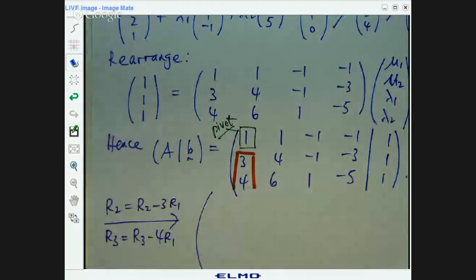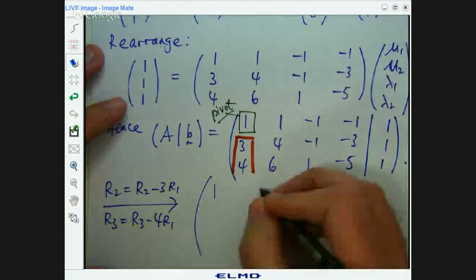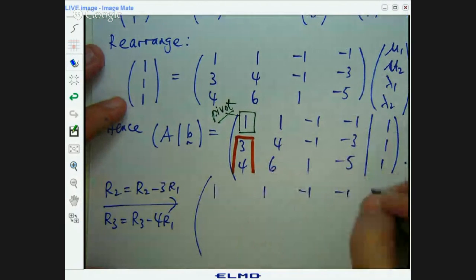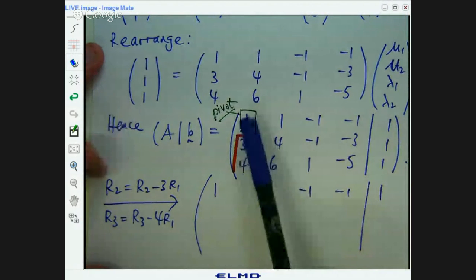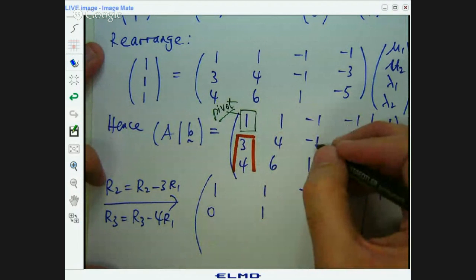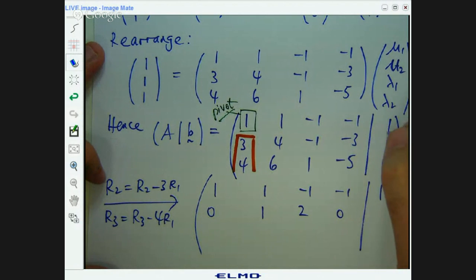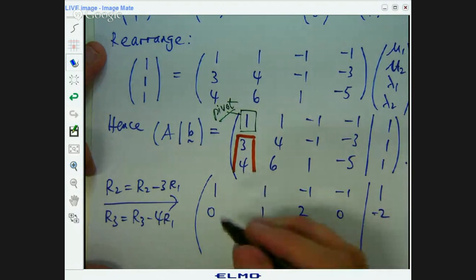Now, it's easy to make a mistake with these sorts of row operations, so let's be nice and careful. The top row is definitely not going to change. So 3 minus 3 times 1 is 0. 4 minus 3 times 1, that's 1. Negative 1 minus 3 times negative 1, so that's negative 1 plus 3, so that'll be 2. Negative 3 minus 3 times negative 1, so that's negative 3 plus 3. 1 minus 3, and that'll become negative 2.